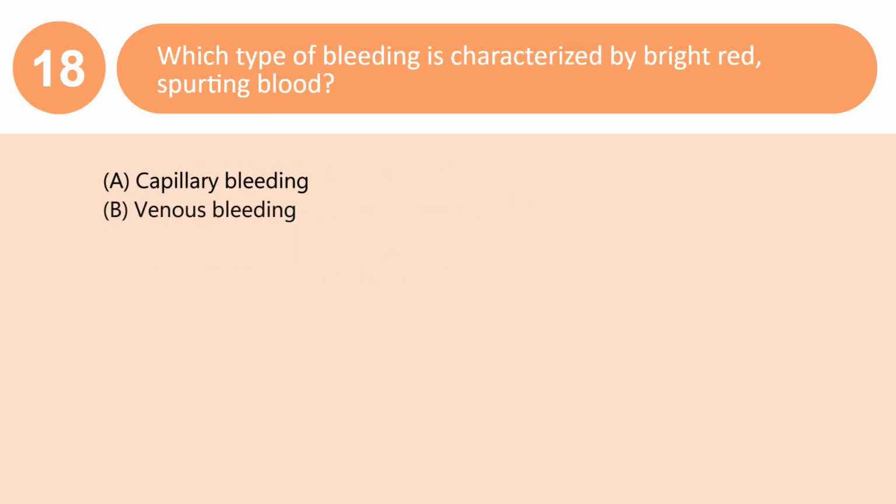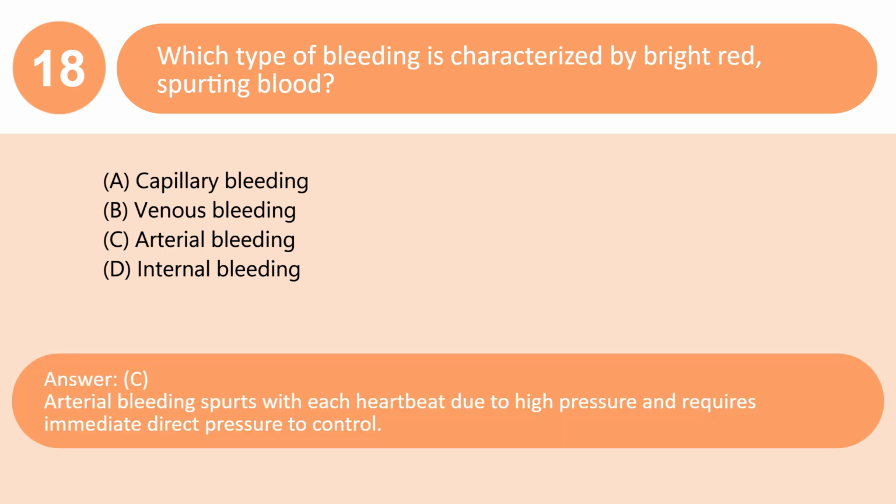Which type of bleeding is characterized by bright red, spurting blood? A. Capillary bleeding. B. Venous bleeding. C. Arterial bleeding. D. Internal bleeding. Answer C. Arterial bleeding spurts with each heartbeat due to high pressure and requires immediate direct pressure to control.